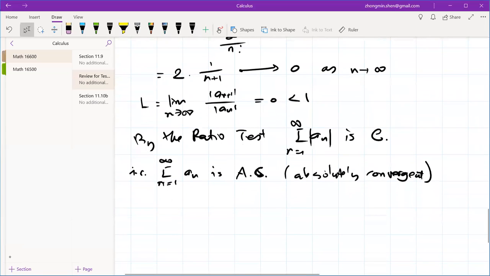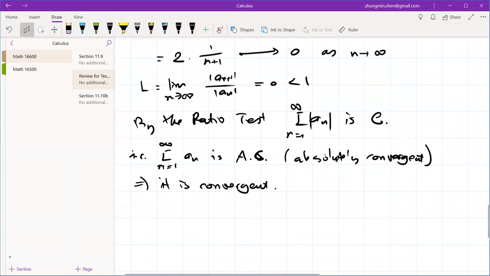Absolutely convergent, then we know that it's convergent, but you already get more than what you need. Of course, in particular, it is convergent. So we get more than we need. It's absolutely convergent. So this is a complete argument. You can also skip that part: by the ratio test, it's convergent. That's it. That's fine.